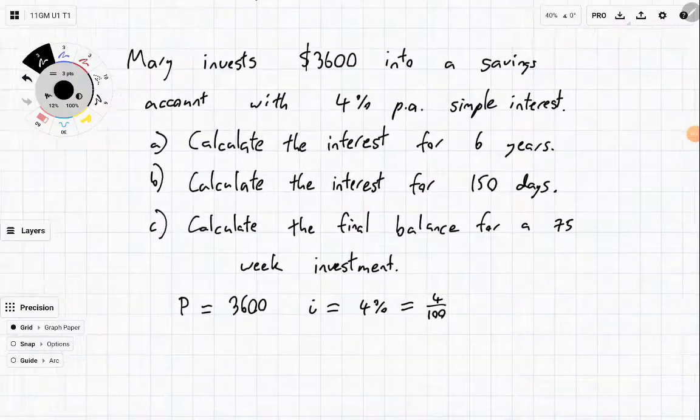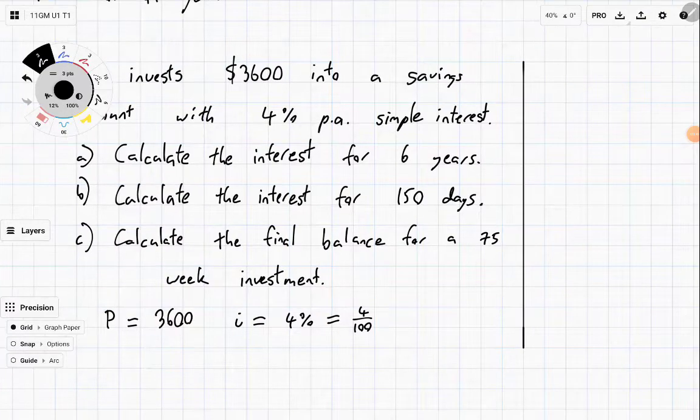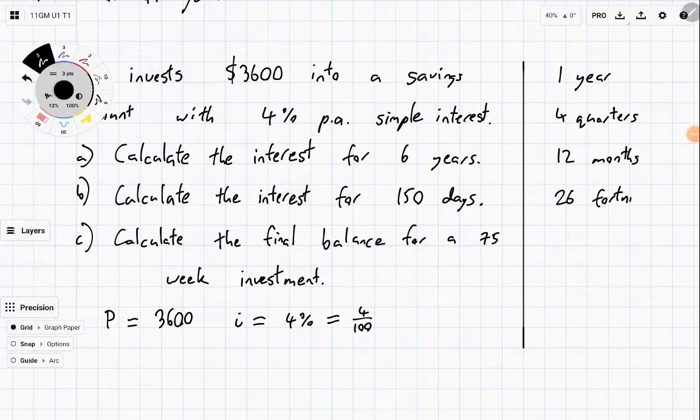So I guess we've got to talk about a few things. And the first thing is about time. So I'm just going to do a quick aside about time. In finance, we believe that in 1 year, there are 4 quarters, I guess 2 half years, but I'm not going to talk about that, 12 months, 26 fortnights, 52 weeks, and 365 days.